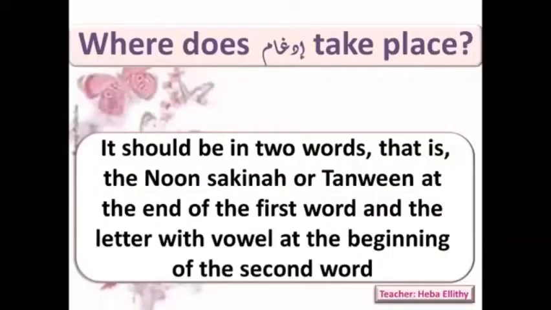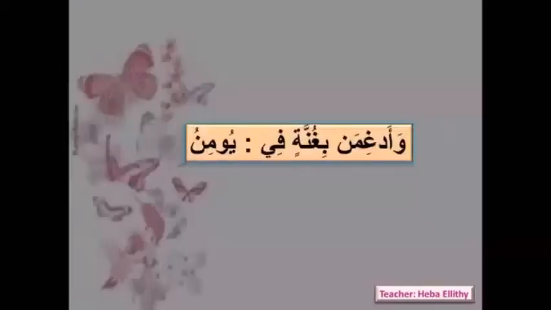Where does idgham take place? Where does it come? It should be in 2 words. That is the noon sakina or tanween at the end of the first word and the letter with vowel at the beginning of the second word. That means it's in 2 words only? Yes, it's in 2 words only.